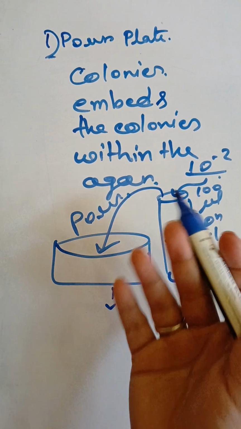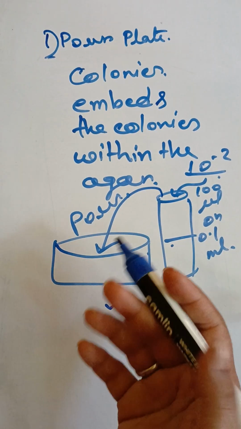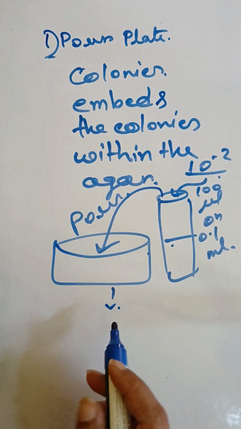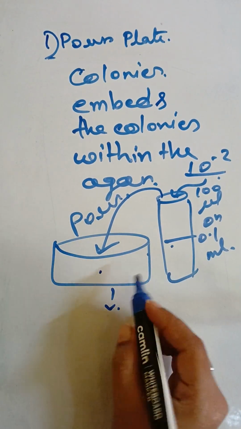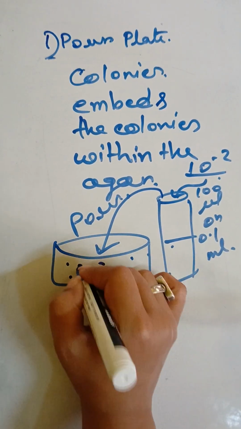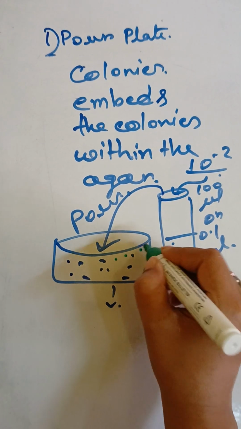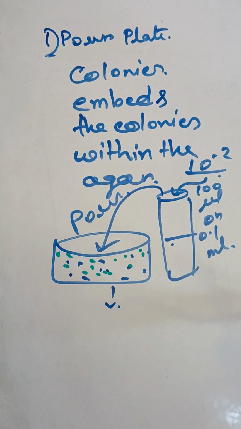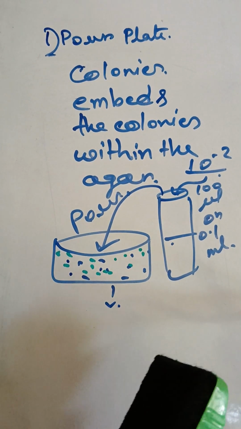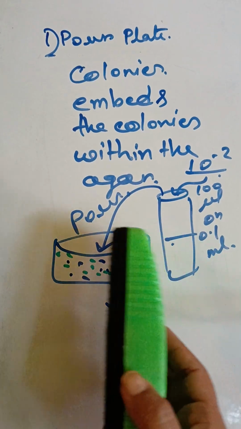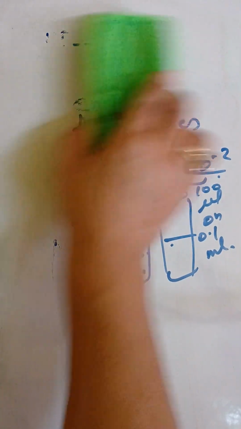And after 24 hours of incubation, or sometimes 48 or 72 hours, depending on the type of bacterial colonies growing on this plate, the bacterial colonies will grow on this media, but they are embedded in the agar. So this is the basis of the pour plate technique, and with the help of this technique we can count these colonies. Now, the spread plate technique.